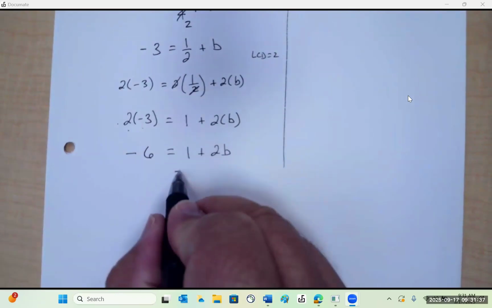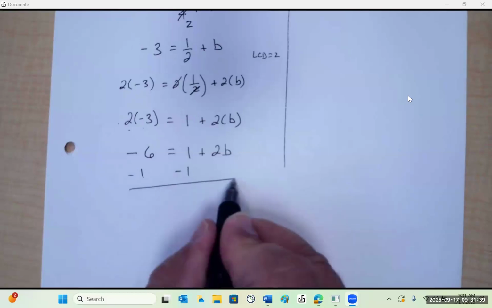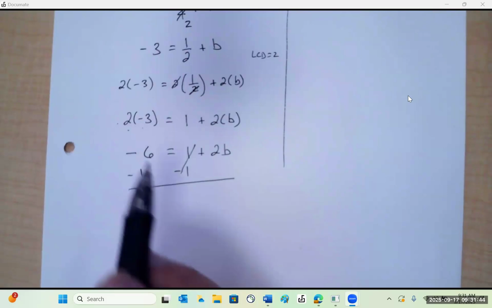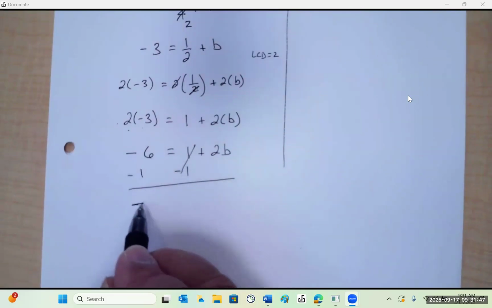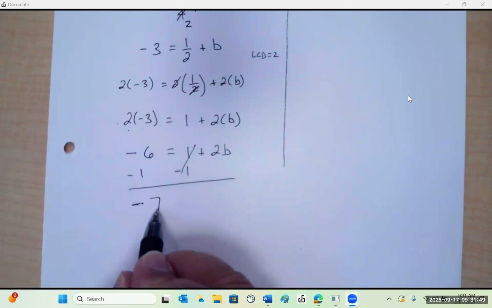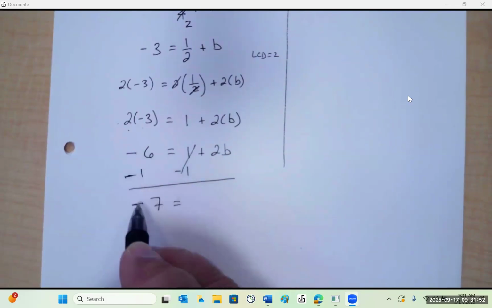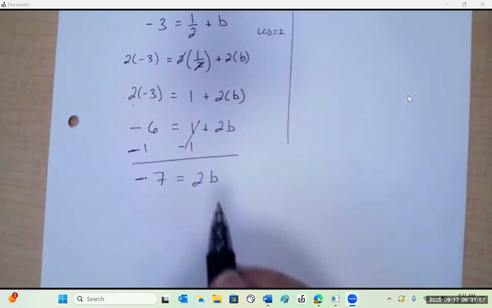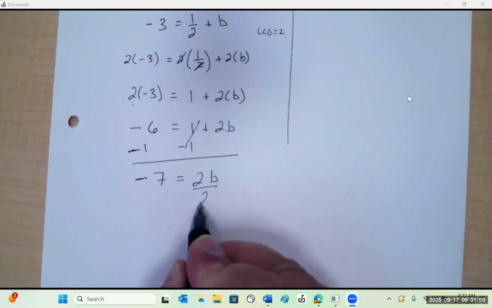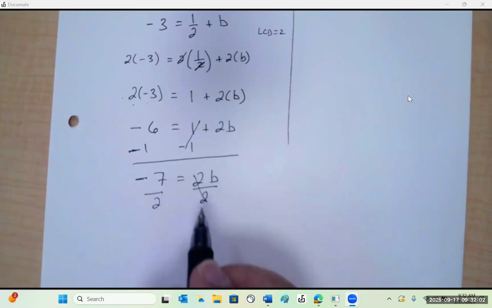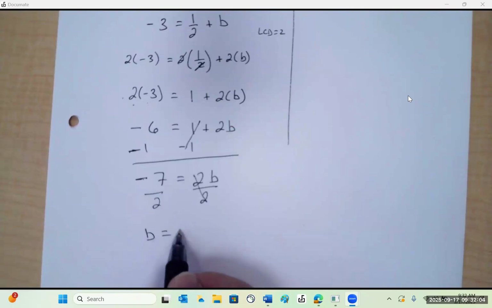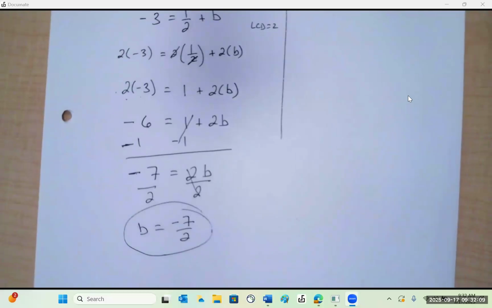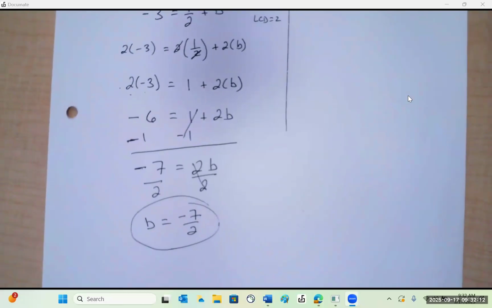I have to get rid of the 1 first, so I subtract 1 from both sides. -6 minus 1. They're both negative, so the answer is negative. 6 plus 1 is 7. If the signs are the same, take the sign and add the numbers. Equals 2b. Divide both sides by 2. So b is equal to -7/2. So far, so good?